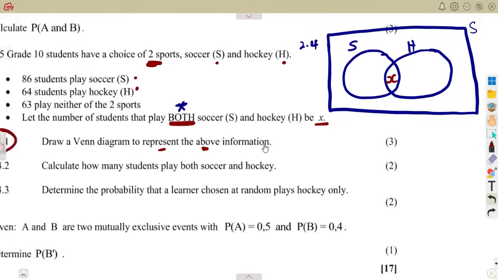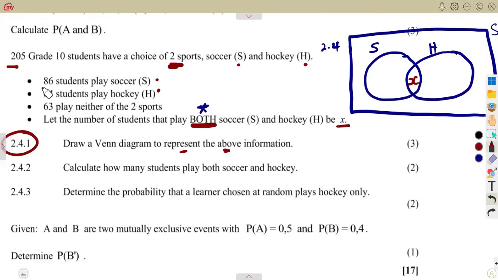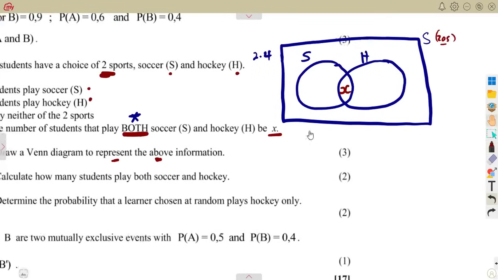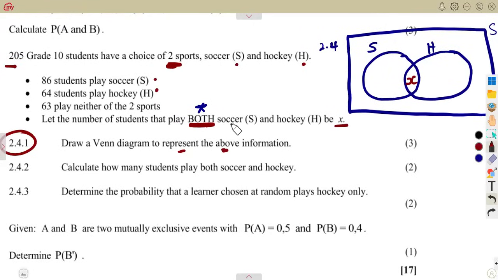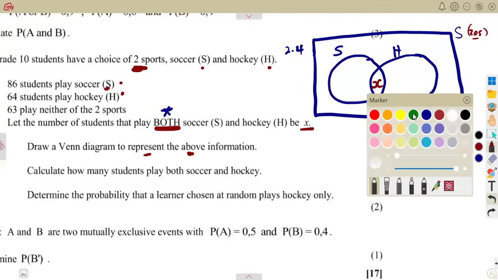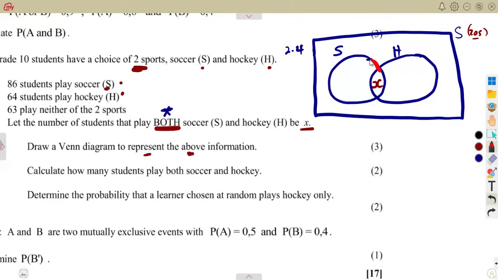Okay. Let's get back to our information first. There are 205. This is just the sample space, like everything, there's 205. Do not worry about that. But we are given that 86 students play soccer. This is the set of soccer. Let me put it this way so that you understand me here. This set is the set of soccer.